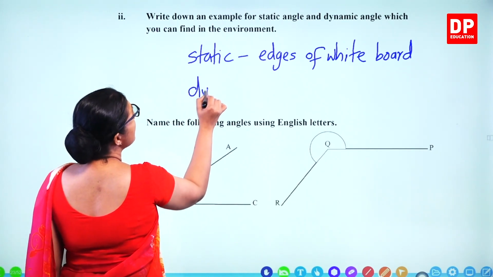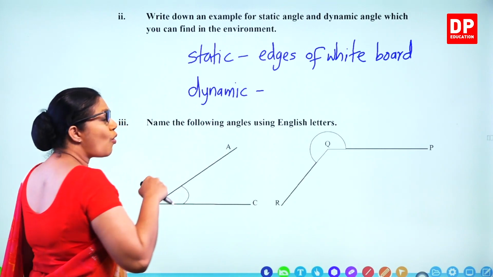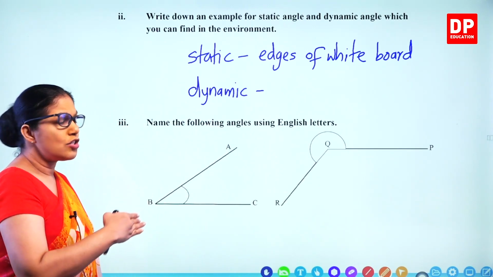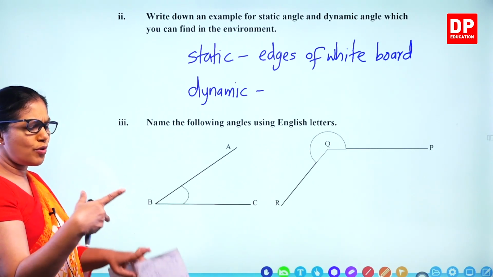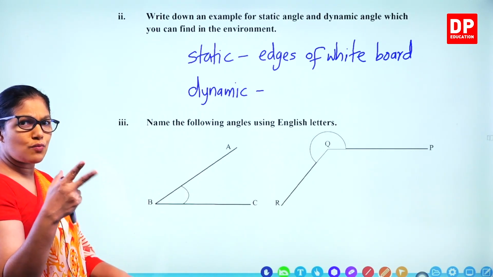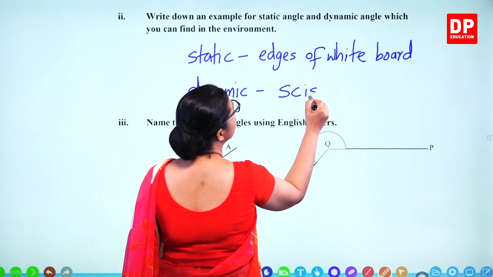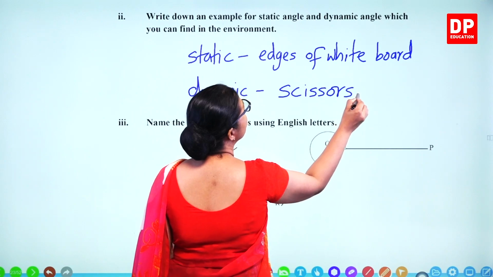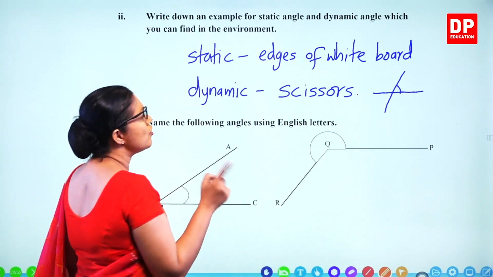Given dynamic angle, it's changing all the time. When you open the door, the angle changes. And when you use a pair of scissors, you get different angles when you cut. So we can say scissors. So this angle is changing all the time.